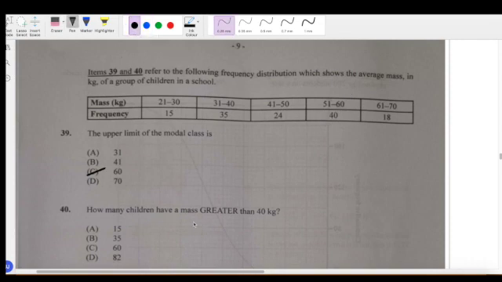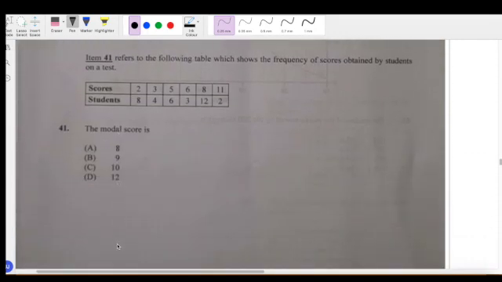How many children have a mass greater than 40 kilograms? Well, we could see that 24 kids plus 40 plus 18 will be heavier than 40 kilograms. So it'll be 24 plus 40 plus 18. 8 and 4 is 12. 2 and 4 is 6, and 1 is 7, and 1 is 8. 82 kids are heavier than 40 kilograms.